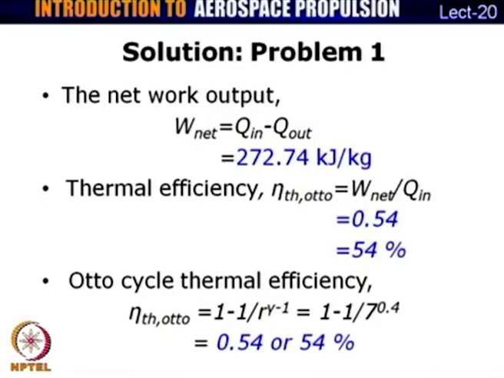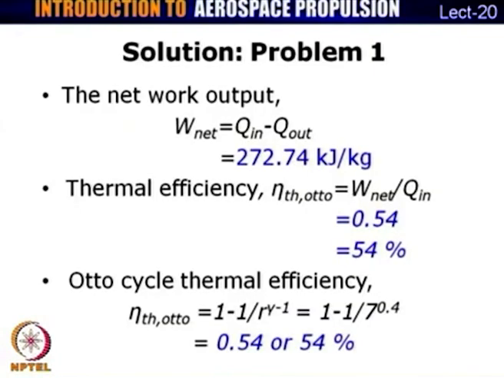Now, it is also possible for us to calculate the Otto cycle thermal efficiency from the compression ratio and the ratio of specific heats. The compression ratio has already been specified as 7. We have already derived an expression for the Otto cycle efficiency in terms of the compression ratio and ratio of specific heats. Therefore, Otto cycle efficiency is 1 minus 1 by r raised to gamma minus 1, where r is the compression ratio.